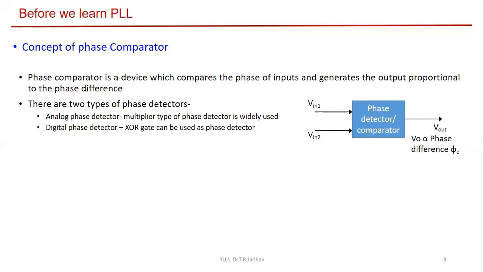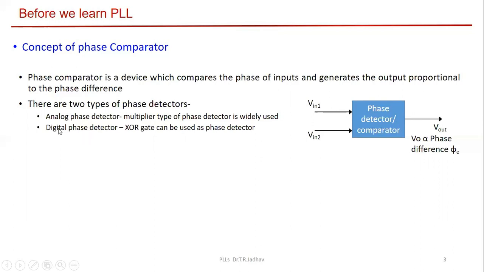Now basically, we have not seen the concept of the multiplier. This is something related to log amplifiers, log and anti-log amplifiers, which we have not covered in our course. That's why we are not focusing on the multiplier type of phase detector. We are just interested in understanding the concept of a phase comparator or phase detector, so we are going to focus on the digital phase detector.